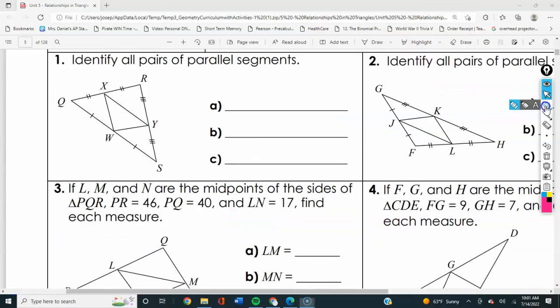Let's try some. Let's look at number one, and y'all can do number two. Bring me a number two done, please. Test that you're listening. Identify all pairs of parallel segments.